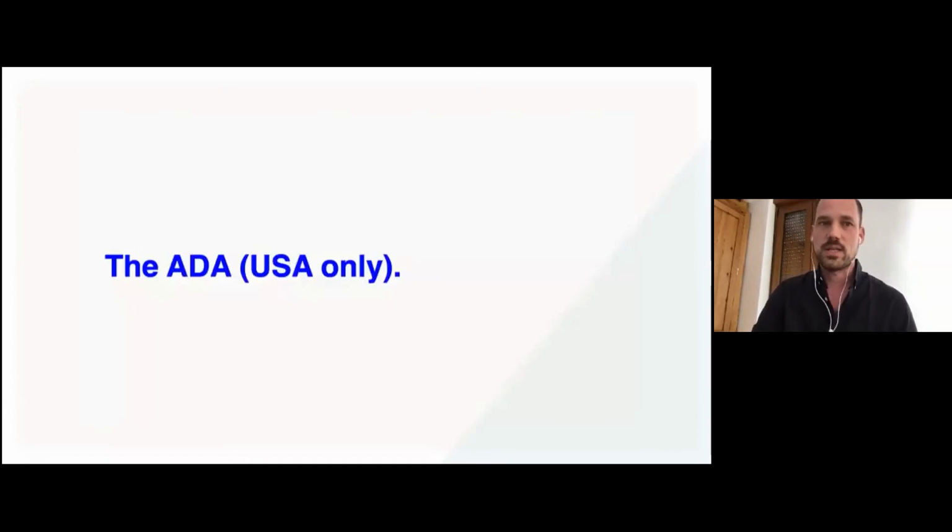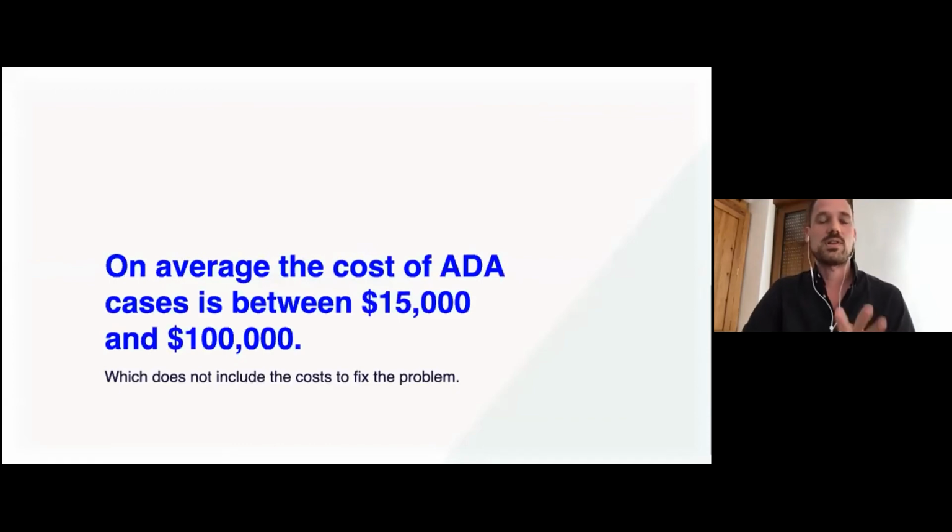Another example where you could face a hefty fine is if you get sued under the Americans with Disabilities Act, or ADA, in the United States. The number of lawsuits under the ADA regarding website accessibility has been exploding over the past couple of years. Around 2,200 per year, that's around 6 per day. And the real problem is it lacks proper guidelines for website owners. On average, the cost of an ADA case is between $15,000 and $100,000, which does not include internal costs to actually fix the problem.